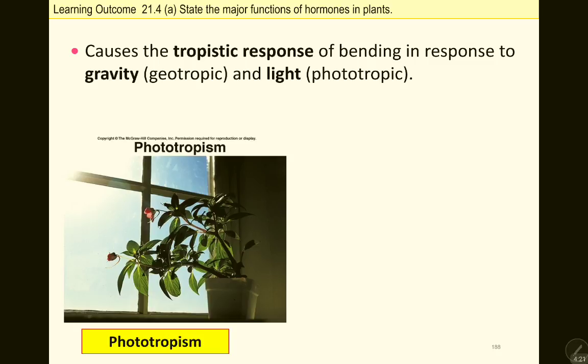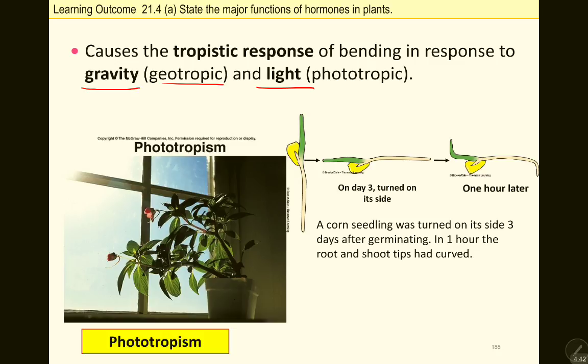Besides, auxin also stimulates the tropistic response to gravity and light. When the plant responds to the light, this is called phototropic. When the plant responds to gravity, it's called geotropic. So an experiment has been done. If you grow the seed vertically, the plant shoot and root can grow vertically in response to light and response to gravity here.